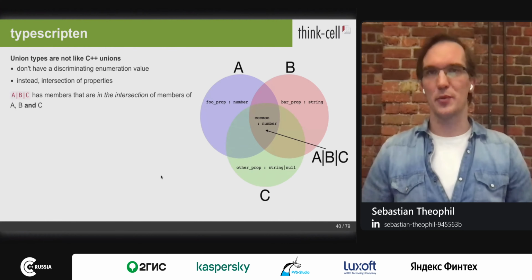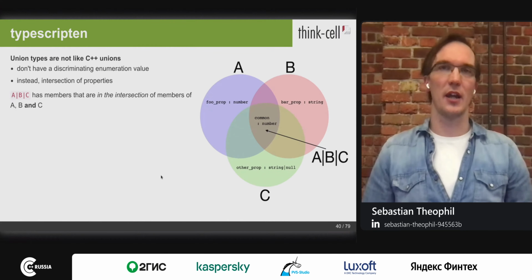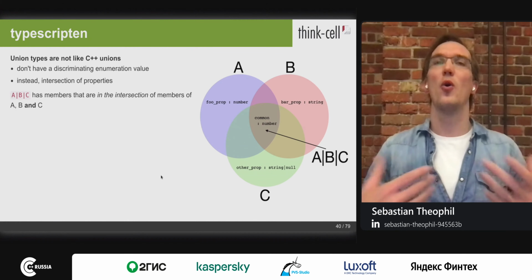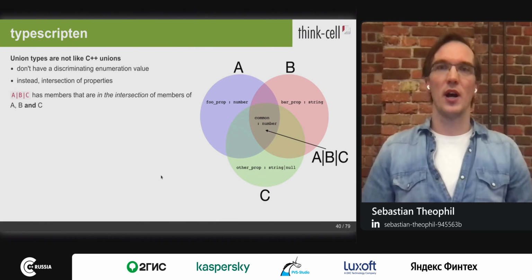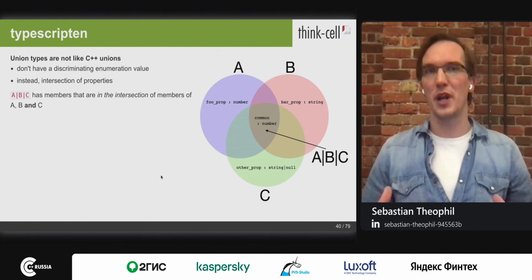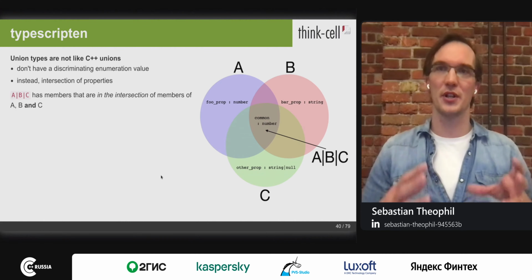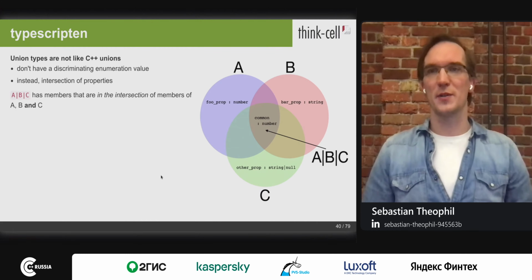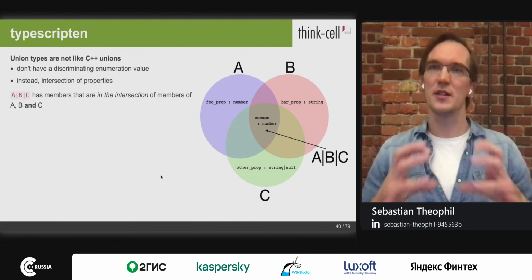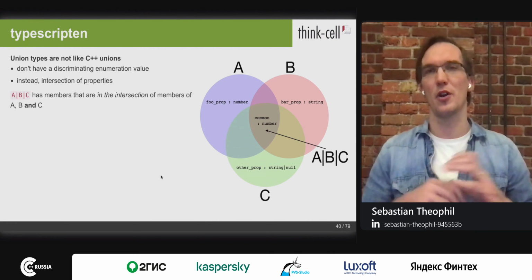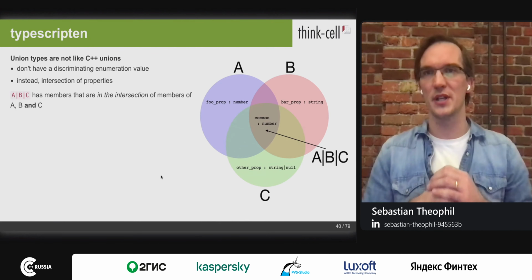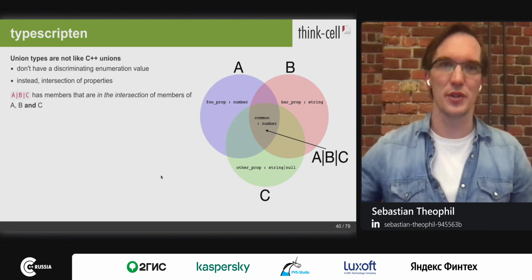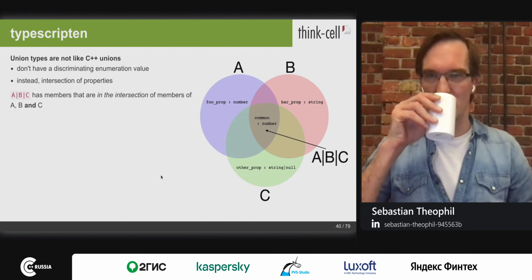We also support TypeScript union types, as I've already said. And they are also a very interesting language feature, which is very different from C++ unions or C++ variants. So in TypeScript, a union does not have a discriminating enumeration value, so you can't find out if the stored object is A, B, or C. Instead, you can think of it as being all of those types at once, and then the set of properties you can access on that object is exactly the intersection of properties of A, B, and C, which is a bit confusing that the union type has the intersection of members, but so it is.